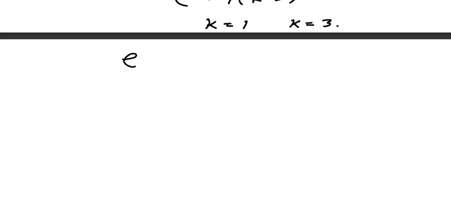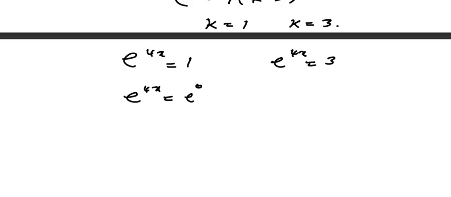K is e to the power 4x. So e to the power 4x is equal to 1, and e to the power 4x is also equal to 3. This side is easy because we can let the 1 be the same as e to the power 0. The bases are now the same, so we equate the powers. That gives us 4x equal to 0, meaning x is equal to 0.